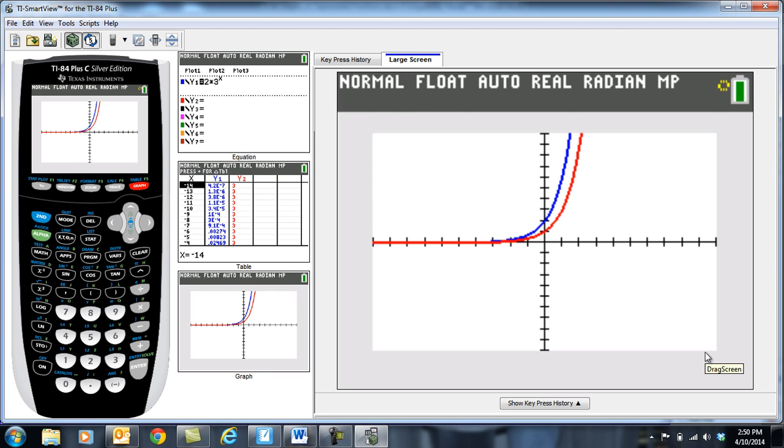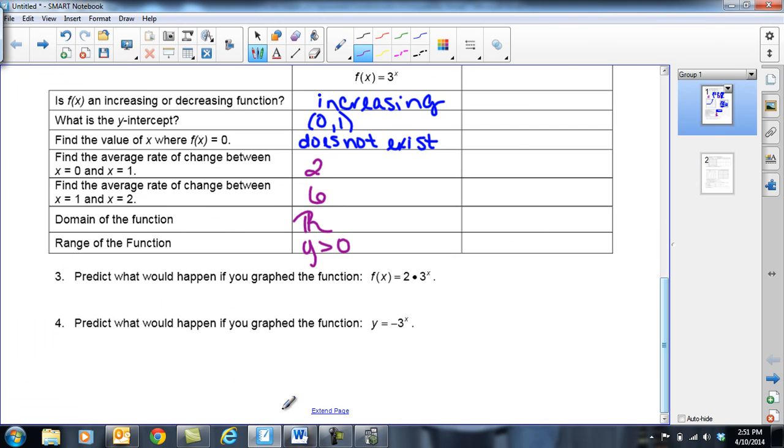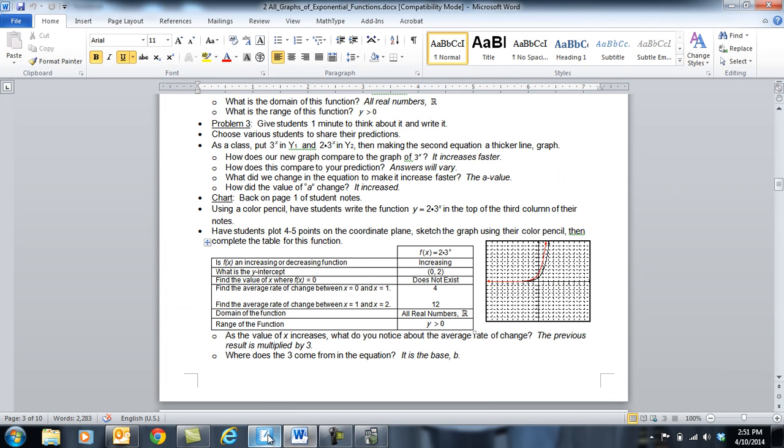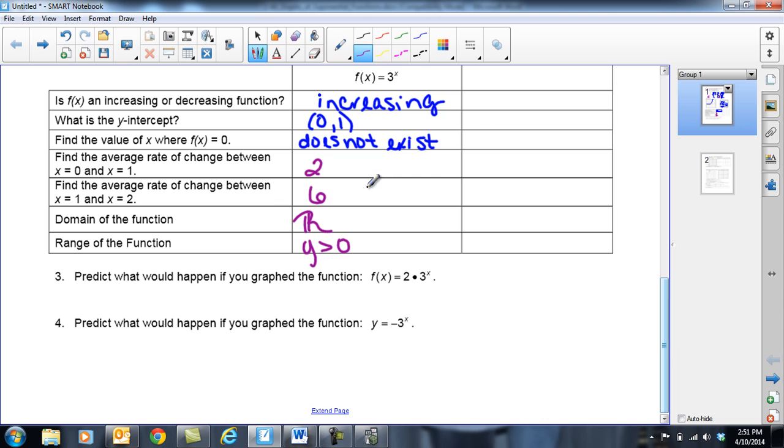And so what did happen? It increases faster. And what happened, if you look, I don't know that it increases faster, but it moved it up. You will see that my y-intercept is now at 2 instead of at 1. So I multiplied it by 2. So now what we're going to say is that if I multiplied it by 2, then it's going to increase faster because my numbers are going to get bigger faster.